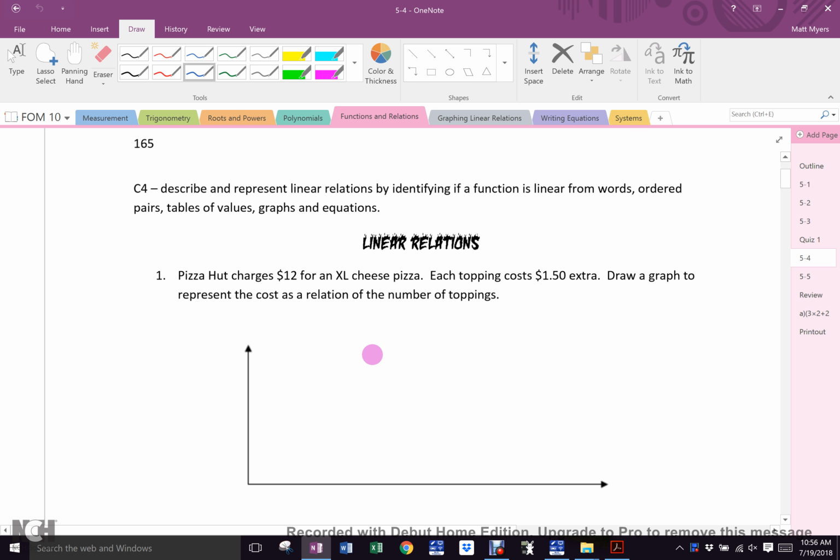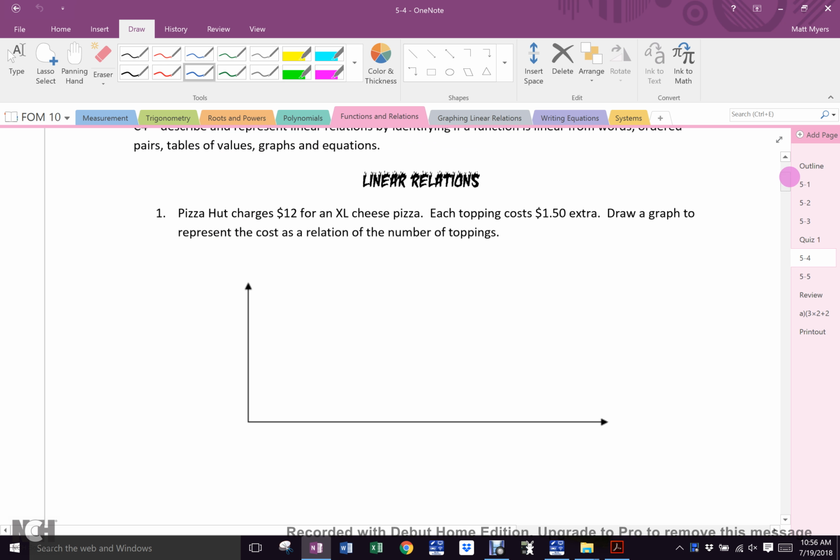Toppings. So if you just did grade 9, you should be in perfect shape. And if you just did grade 10, you should still be in pretty good shape. So let us go. We're going to read that question. Pizza Hut charges $12 for an extra large cheese pizza. Each topping costs $1.50 extra. Draw a graph to represent the cost as a relation of the number of toppings. So, what is our IV? What is our DV?